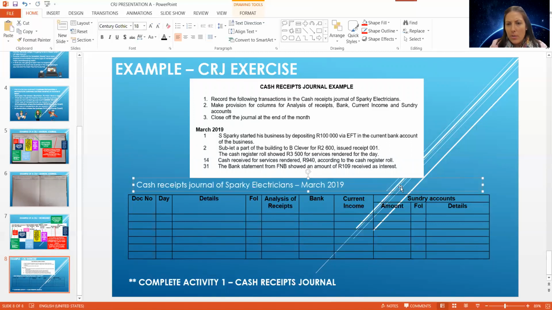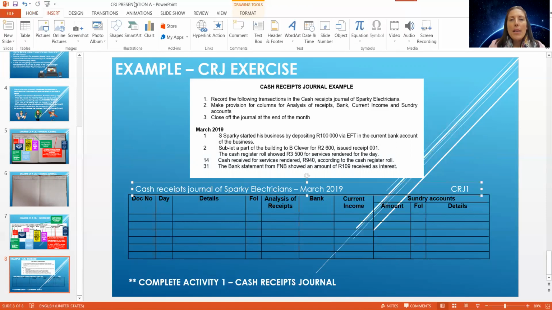Now, grade 8, they haven't actually told us what the number of the CRJ should be. But if you read the very first transaction there, it says Sparky started his business by depositing 100,000 rand. So he started the business. So then if he started the business, my number for my journal must be CRJ 1, the first cash receipts journal for this specific business. Right, so now let's start with the actual transactions.